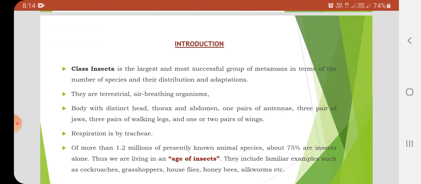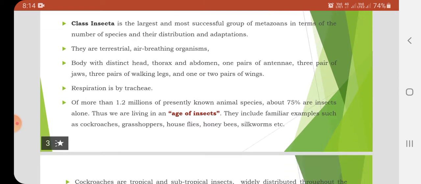So, of more than 1.2 million presently known animal species, about 75% are insects alone. Thus, we can see that we are living in the age of insects. The most familiar examples of Insecta are cockroaches, grasshoppers, houseflies, honeybees, silkworms, etc.